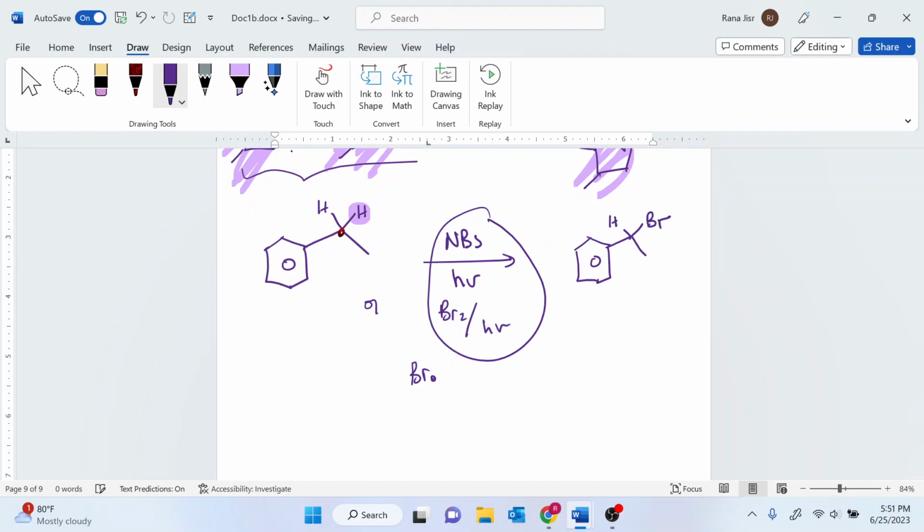You have to terminate your reaction, because if you don't terminate your reaction, the second benzylic hydrogen will also be replaced. So you're going to end up getting a dibromination instead of the monobromination. There are more examples in the problem set. Please work those out.